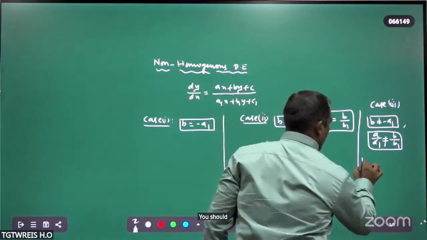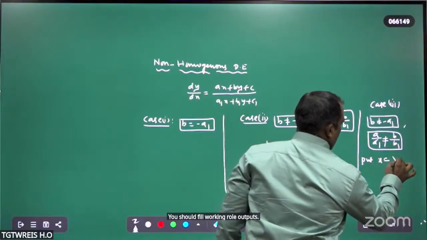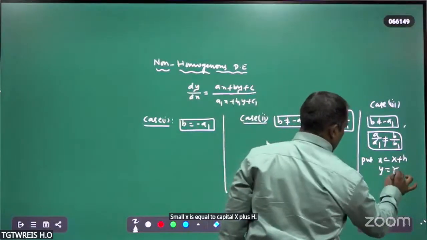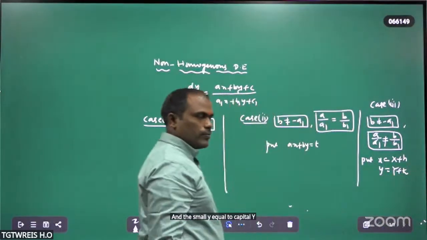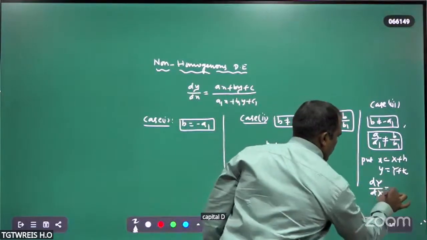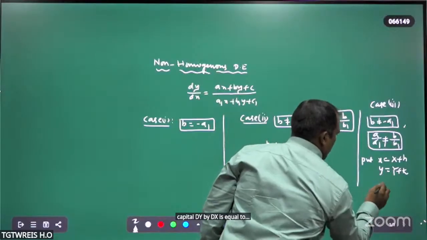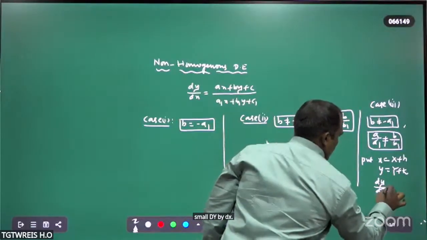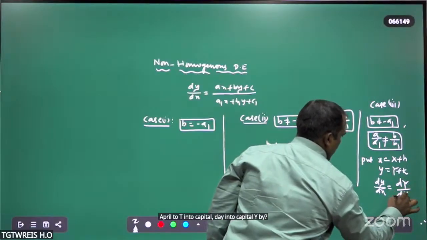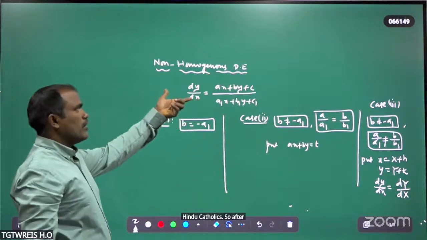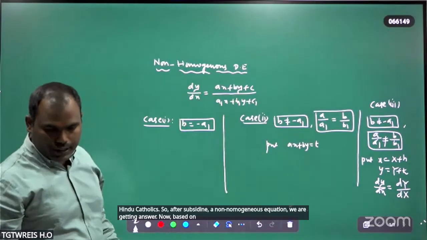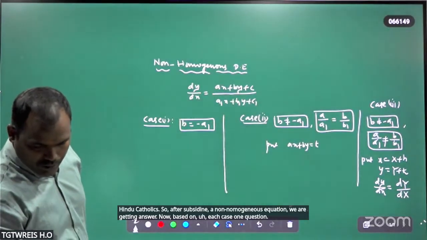We should follow the working rule: put small x equal to capital X plus h and small y equal to capital Y plus k, and small dy by dx equal to capital dY by dX. After substituting into the non-homogeneous equation, we get the answer. Now let us take one question for each case.